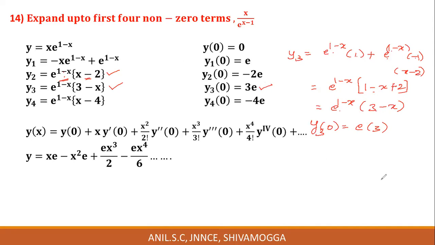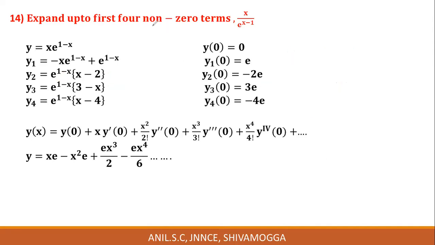Next, one more derivative is required because you are asked to expand this series up to the first 4 non-zero terms. This is a 0 term, this is non-zero, this is non-zero, this is non-zero. These are the first 3 non-zero terms. One more non-zero term is required. Therefore, differentiate this expression again with respect to x. Derivative of y3 is y4.